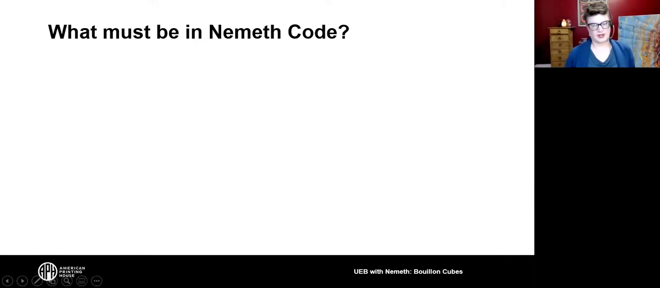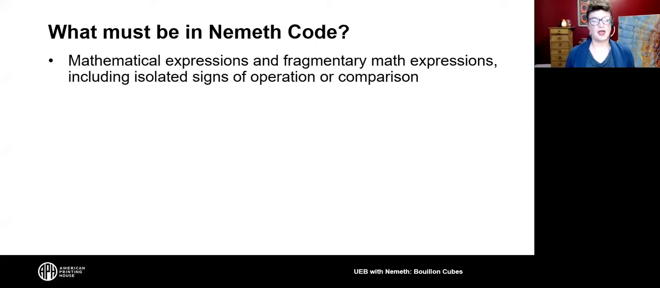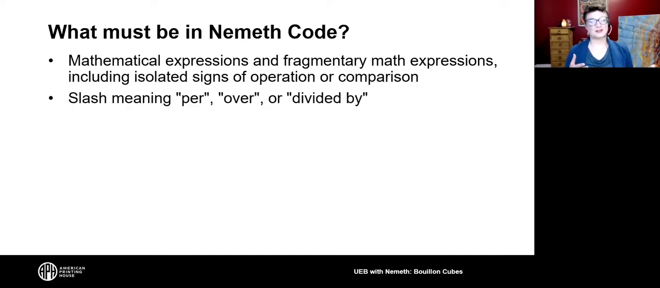Okay, we looked in brief at what has to be in Nemeth code. In a more detailed list: mathematical expressions and fragmentary math expressions. So something like 2 + 2 = 4, and also 2 + 2. Those always have to be in Nemeth code. Even something just the plus has to be in Nemeth code, all of our symbols of operation. A slash meaning per, over, or divided by. So when a slash means per, over, or divided by, it essentially is a symbol of operation because it's indicating division.